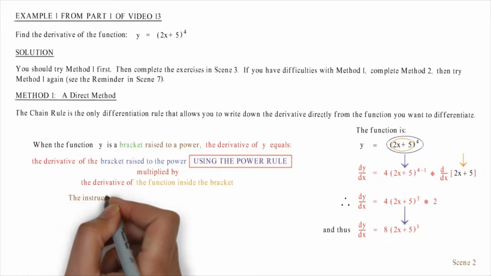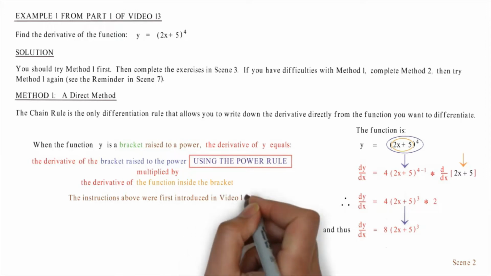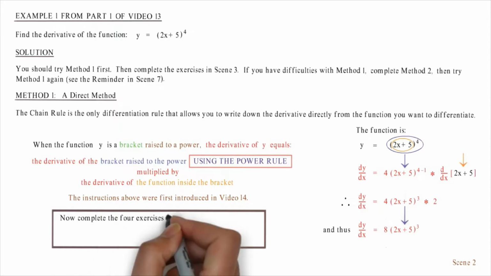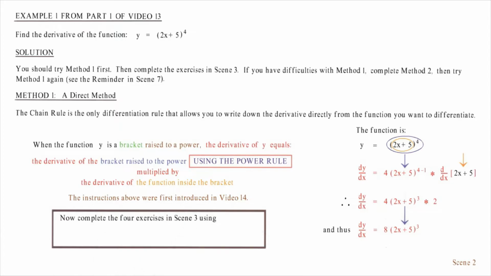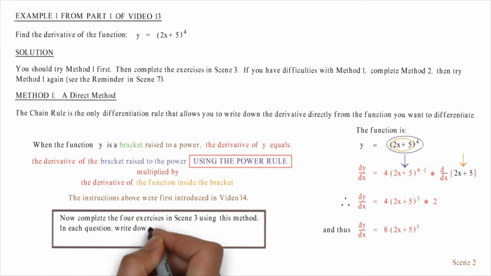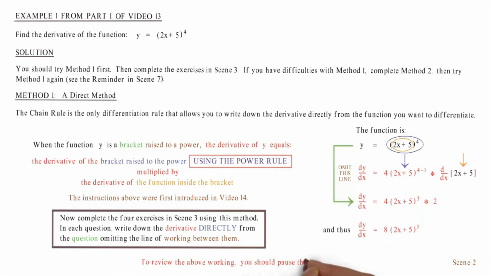The instructions above were first introduced in video 14. Now complete the 4 exercises in scene 3 using this method. In each question, write down the derivative directly from the question, omitting the line of working between them. To review the above working, you should pause this video now.